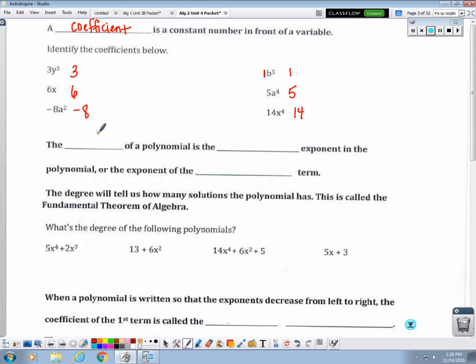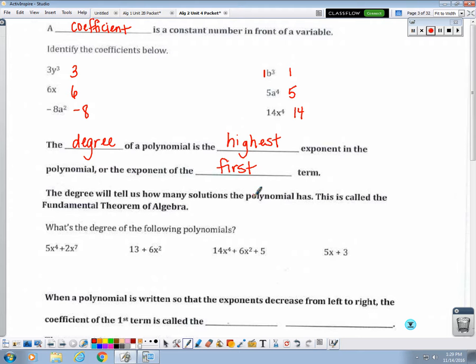All right, the degree of a polynomial is the highest exponent in the polynomial, or the exponent of the first term. Now, to go by the exponent of the first term, it must already be in standard form. Because think about it, if you've already taken time to put it in standard form, haven't you put the highest exponent first? And so that's why you could just look at the first term, because that's where the highest one will be. But that's only if it's already in standard form.